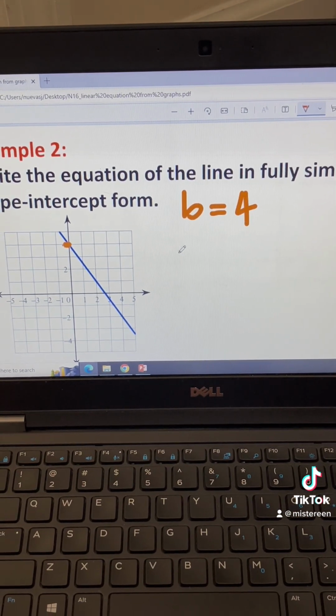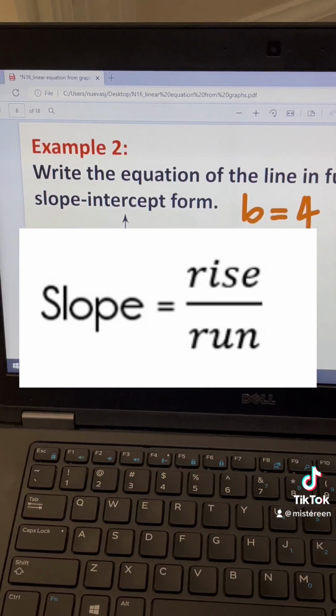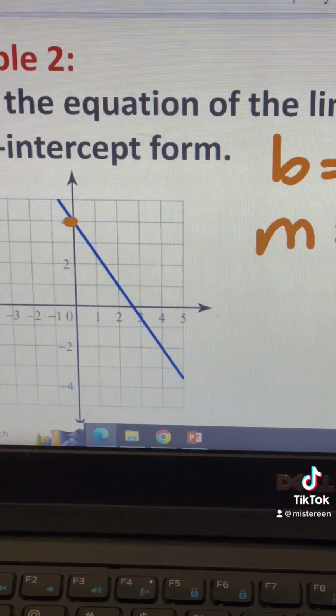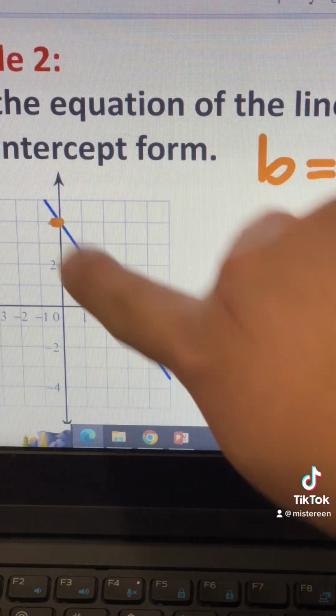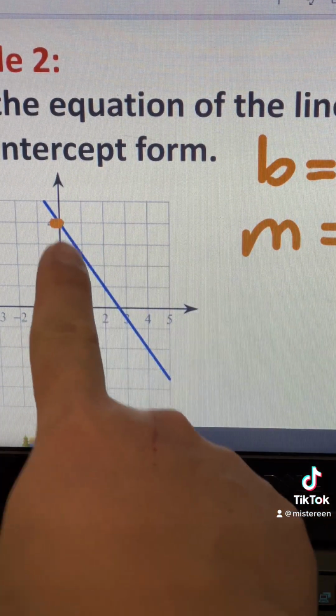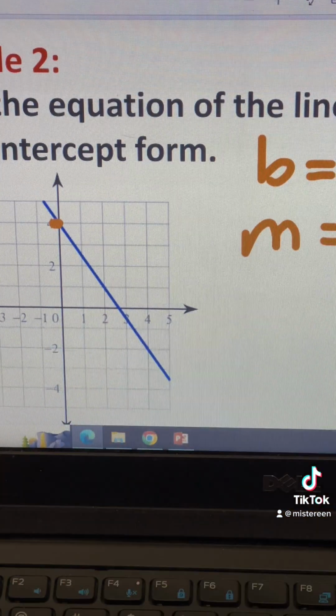Okay. Next, second step is to find the slope. Remember the formula, rise over run. So to find your slope, you already have your first point, which is the y-intercept, and then you're going to pick another point on this line. Just make sure that that point is exactly on the intersection of the grids.